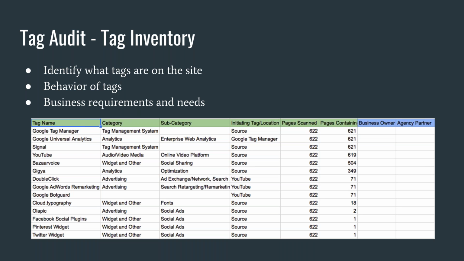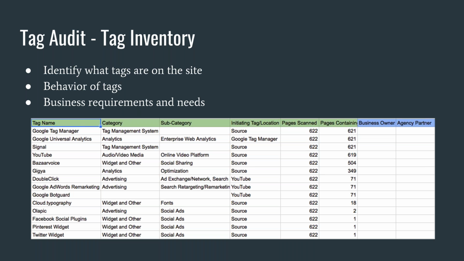This is an output from data collected with the tag inspector scans. So you have pages scans, pages containing, start to see the prevalence and how widely dispersed some of these different platforms are on the website.